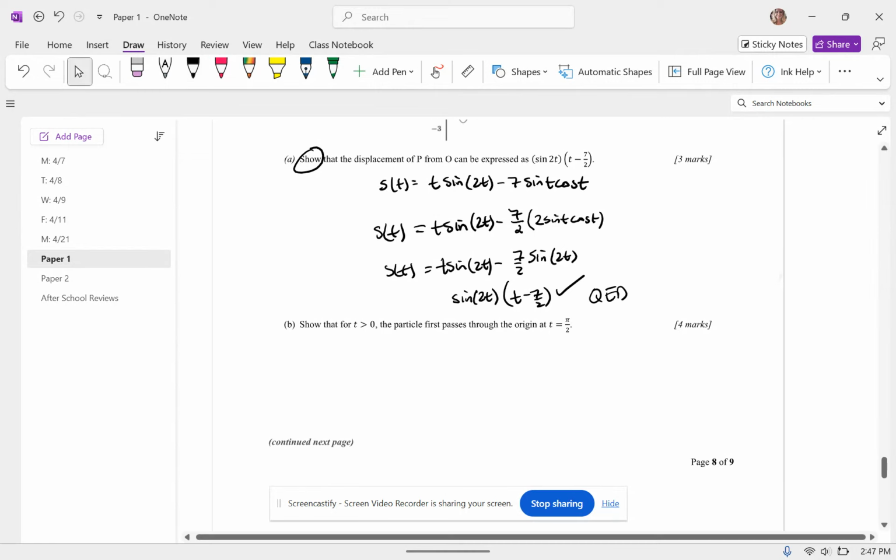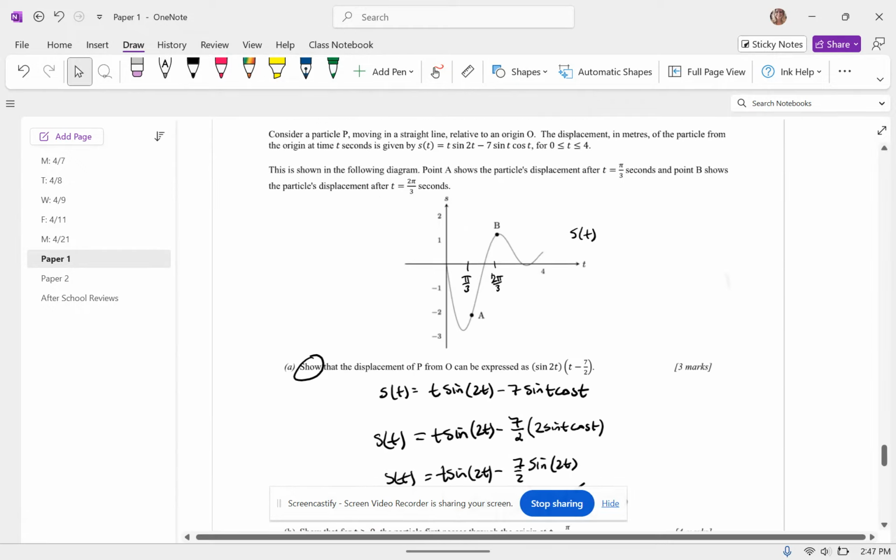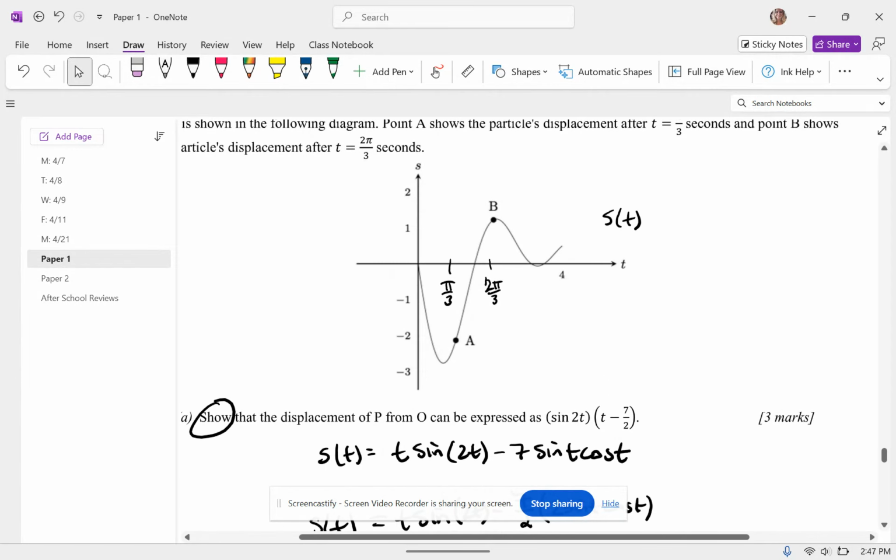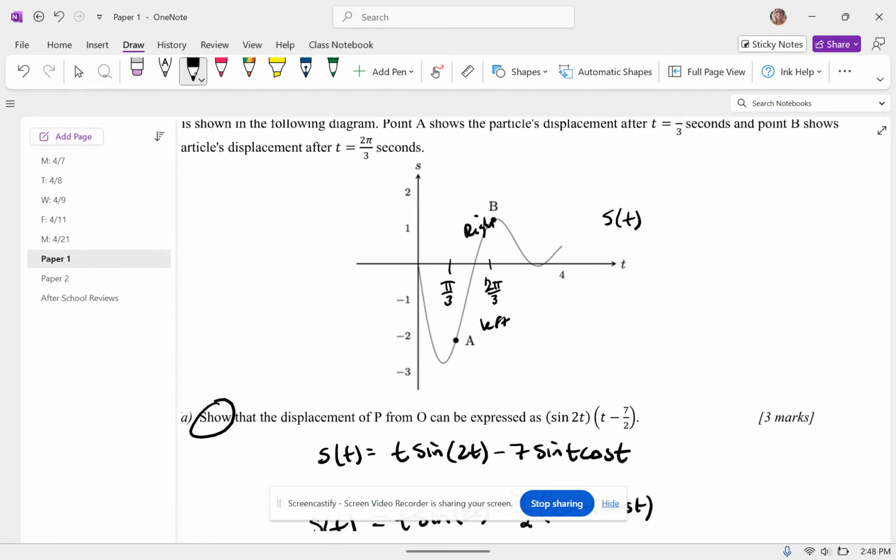Now, it says, show that for t greater than 0, the particle first passes through the origin at t equals pi over 2. So when we're given the displacement curve, this particle is passing through the origin when it crosses over the x-axis, right? Okay, so it's when it hits 0, right? Think about the origin as 0. When it passes back through that 0, that's when it's passing through the origin, okay? Now it's heading up to the right. And then over here, it was to the left of the origin. This is the origin. Yeah?